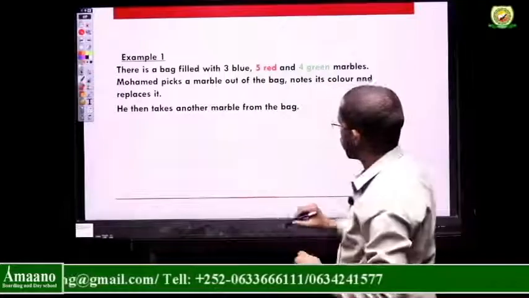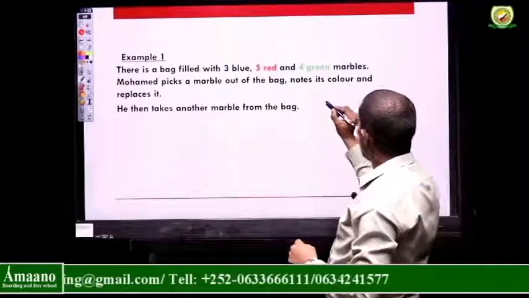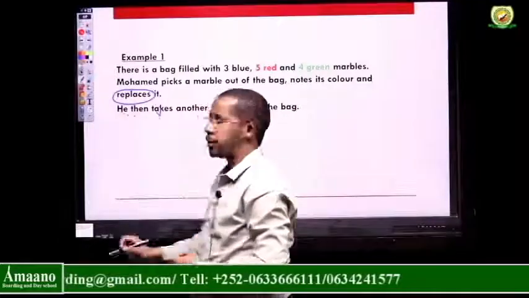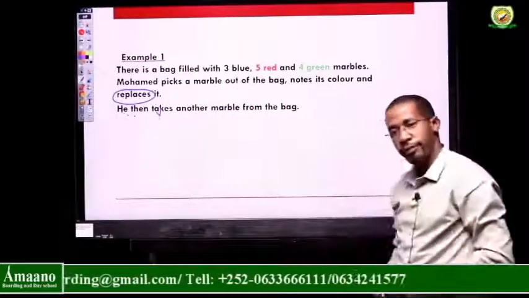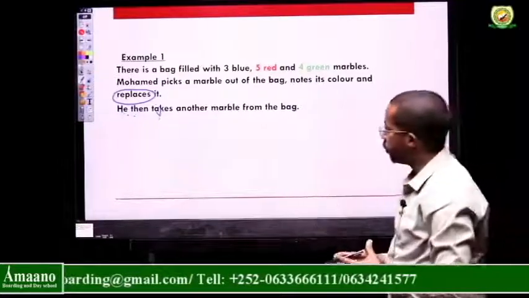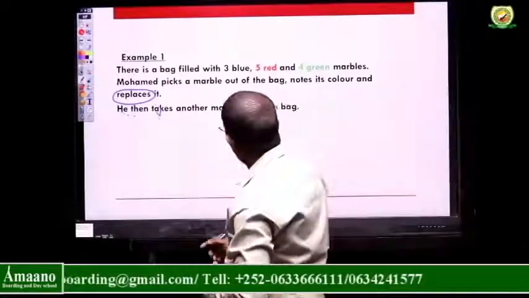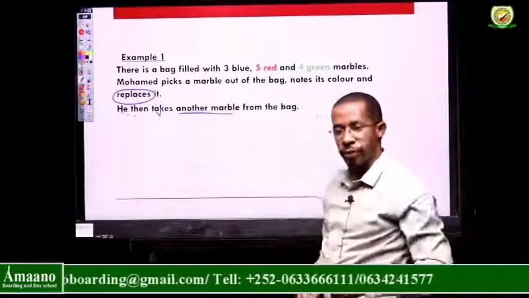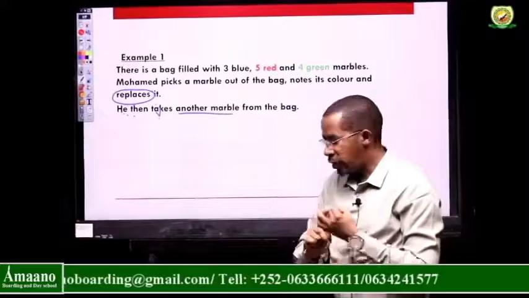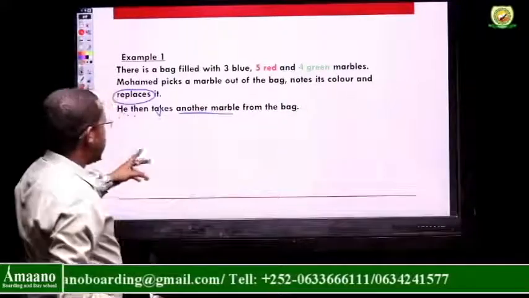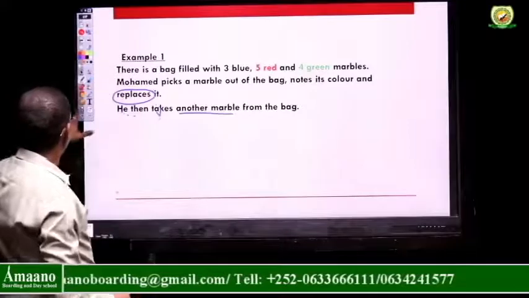there are some things to note. Mohammed draws and then replaces. So there is replacement. When you take something and put back, the total will not change. Okay? And then he draws another time. So he's drawing 2 times, first time and second time.